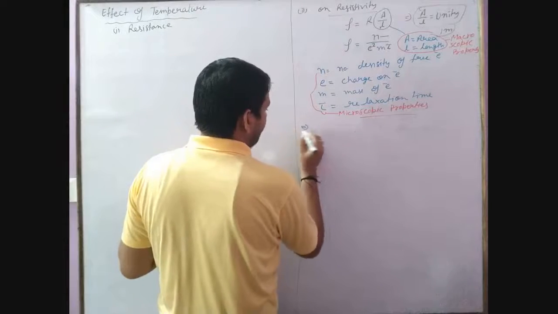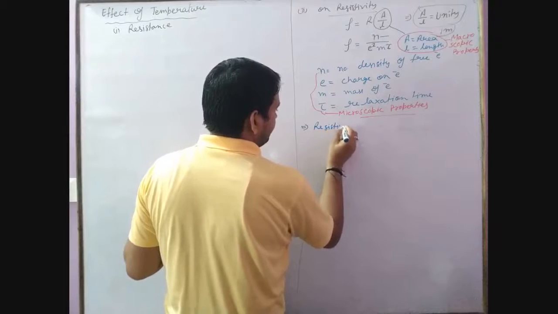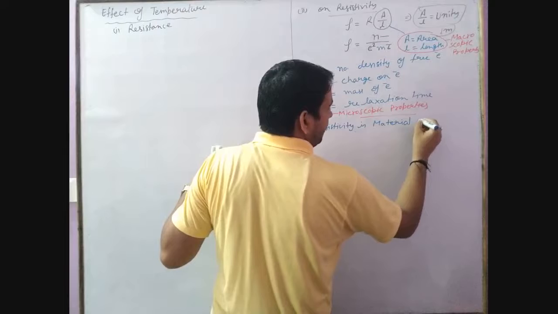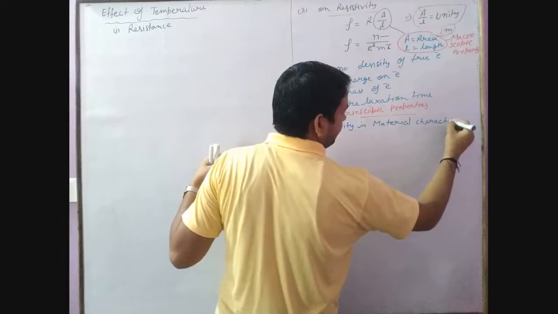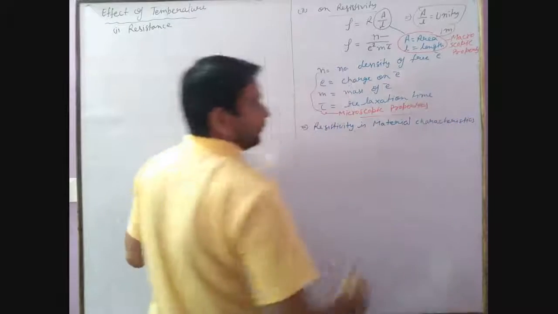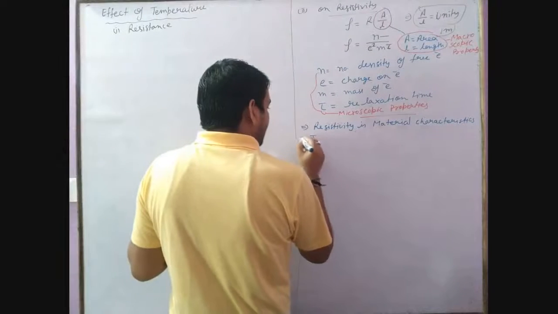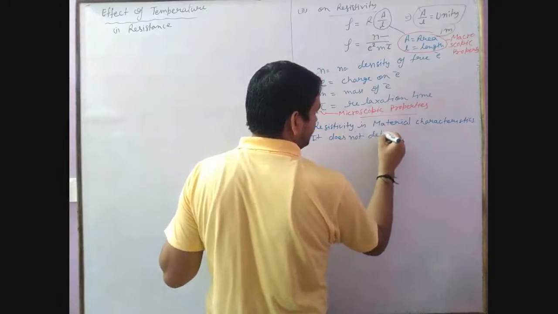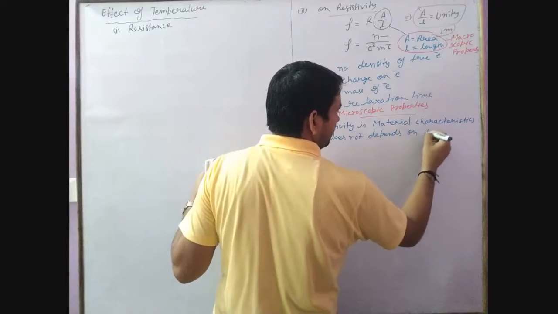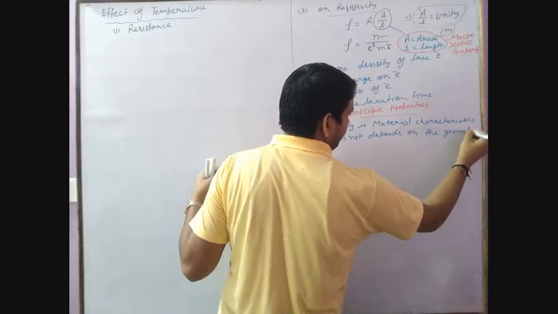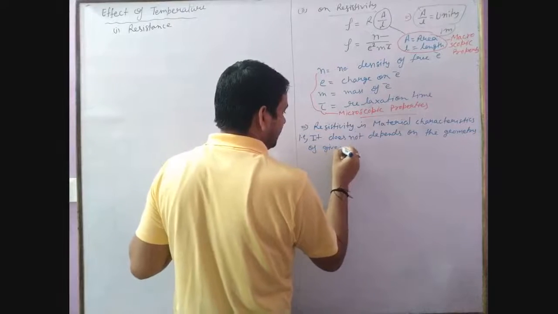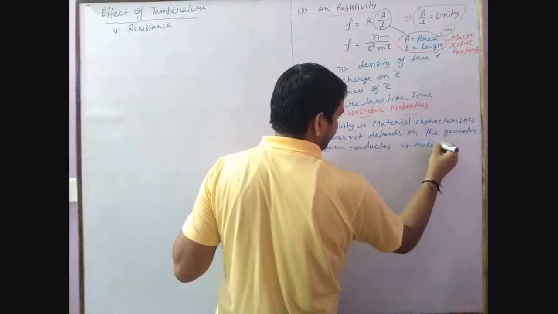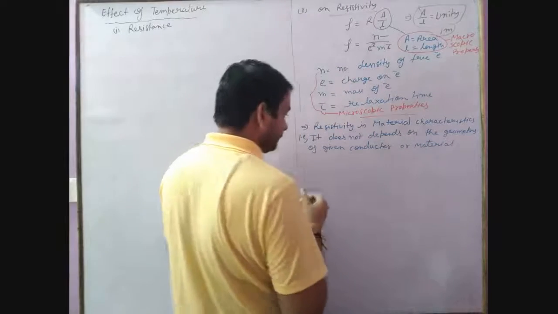The first point that you have got is that resistivity is a material characteristic, which means it does not depend on the geometry of the given conductor or material. ये इस पे डिपेंड ही नहीं करती.